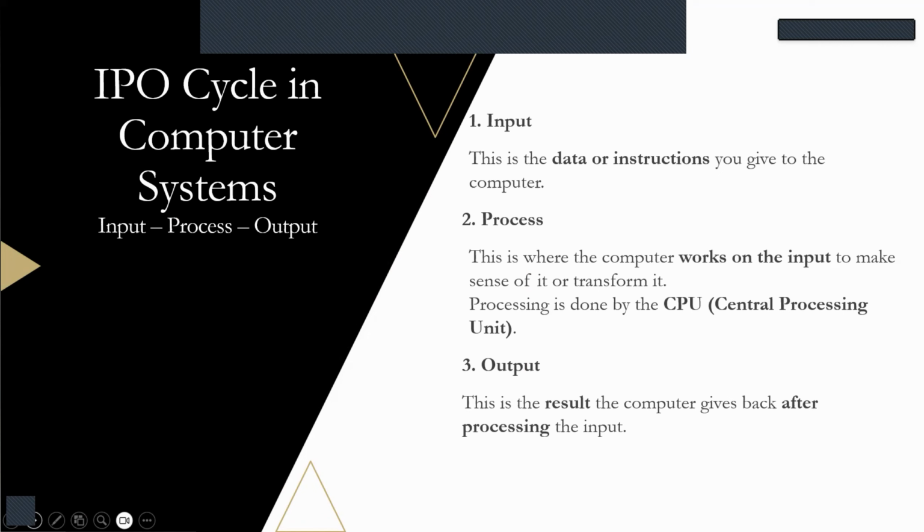IPO cycle in computer systems: input, process, output. The input is the data or instruction you give to the computer. The process: this is where the computer works on the input to make sense of it or transform it. Processing is done by the CPU, that's the central processing unit. Output: this is the result the computer gives back after processing the inputs.